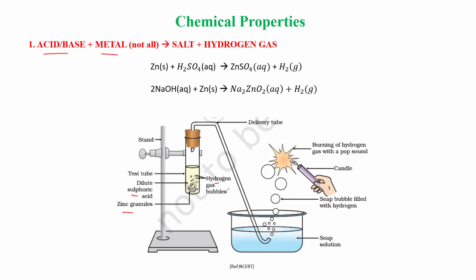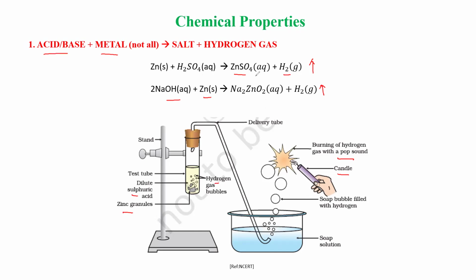The presence of hydrogen gas is checked by bringing a burning candle near it, and the hydrogen gas burns with a pop sound. This can also be one of the objective questions: how to identify the presence of hydrogen gas. It burns with a pop sound. Here zinc and H2SO4 give zinc sulfate, the salt, and hydrogen gas. Similarly, sodium hydroxide reacts with zinc, and in that case also we get hydrogen gas.